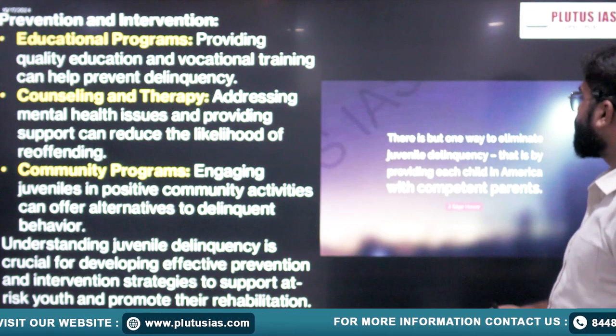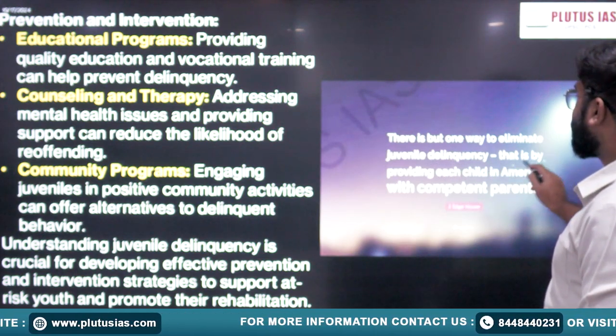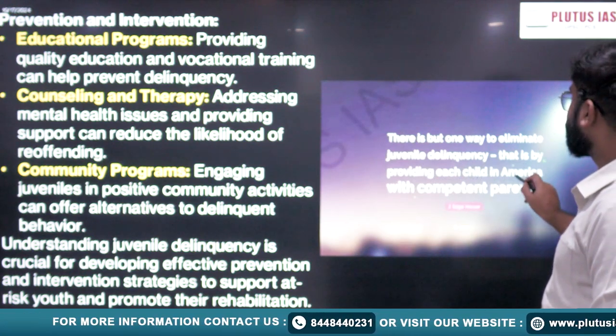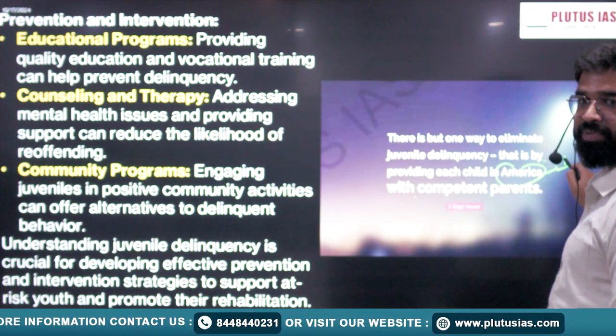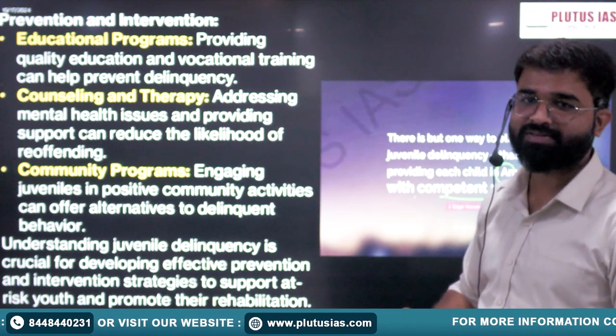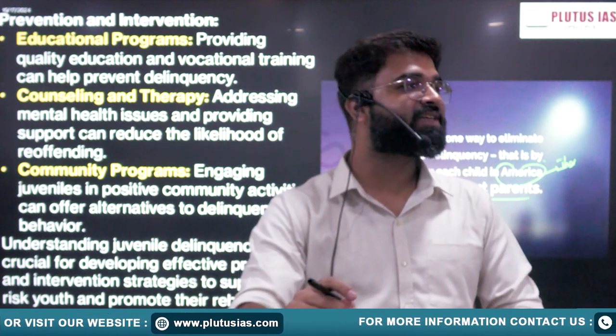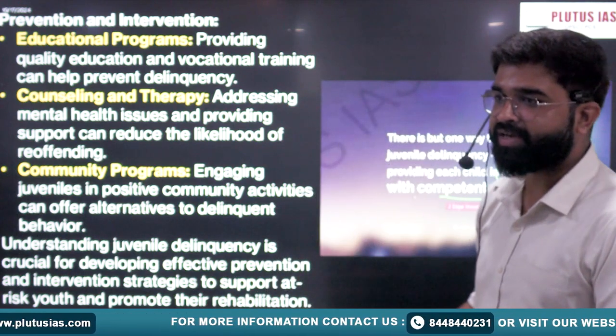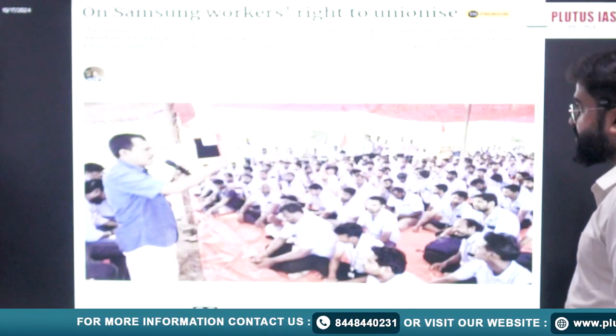There is but one way to eliminate juvenile delinquency. That is by providing each child in America, each child in India, a competent parent. Likh denge yahan pe bas. Because they are the primary agent of socialization. Okay. So good parenting is the solution.